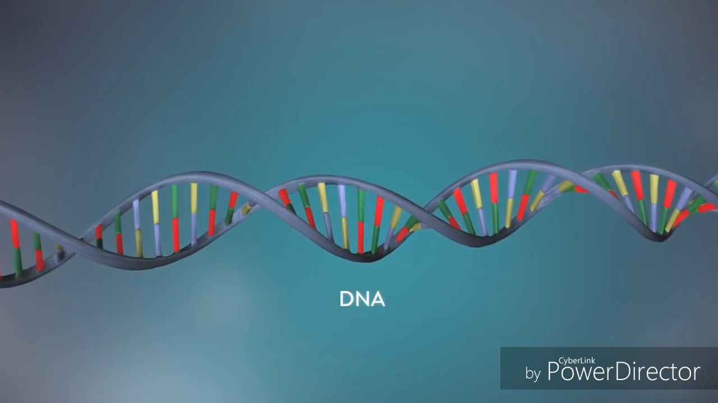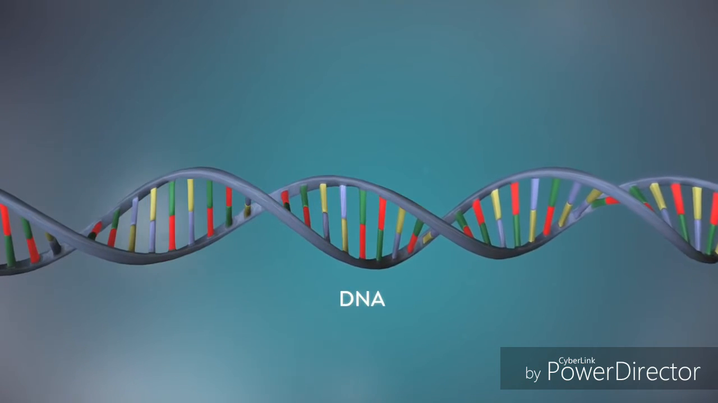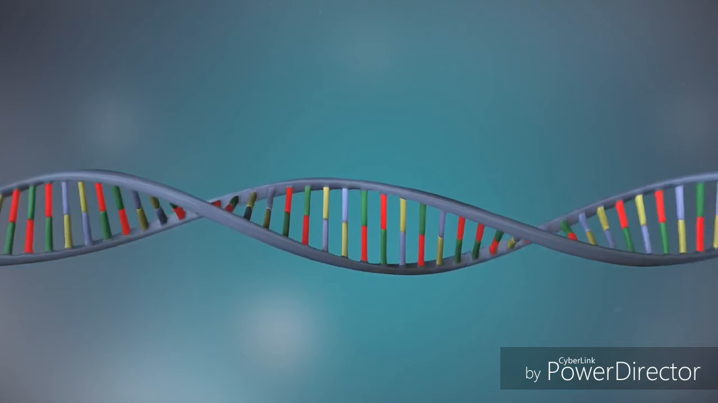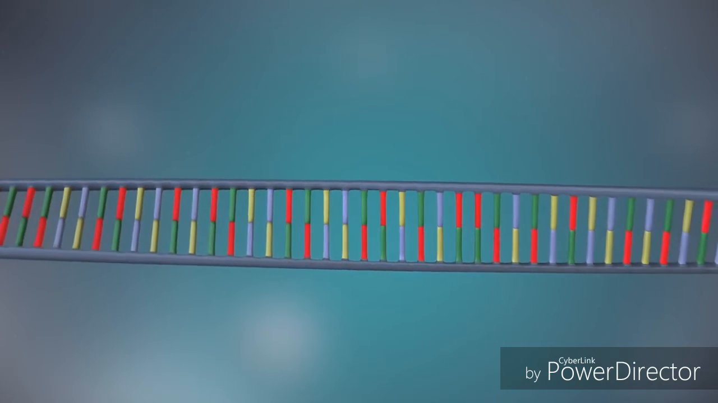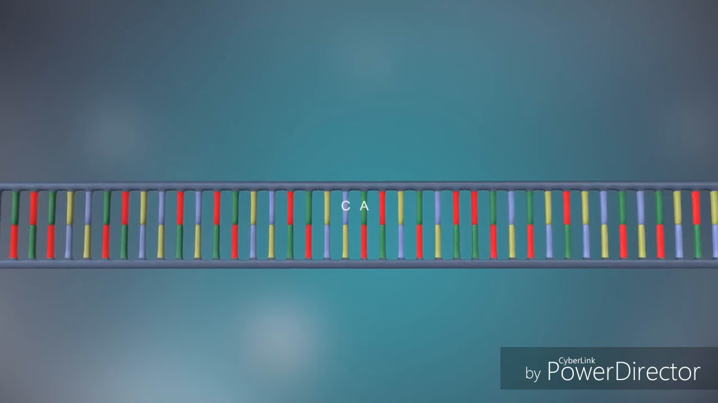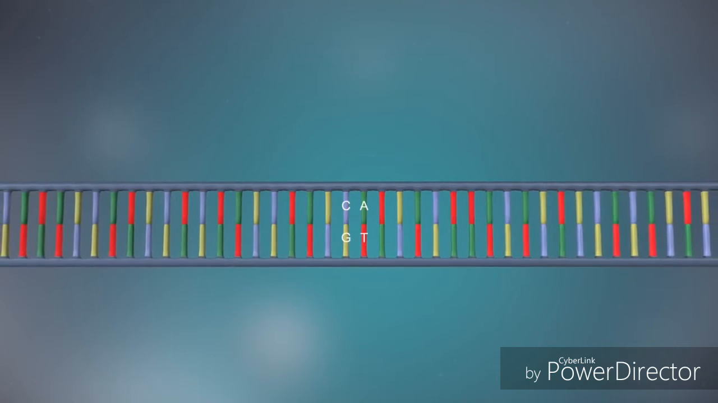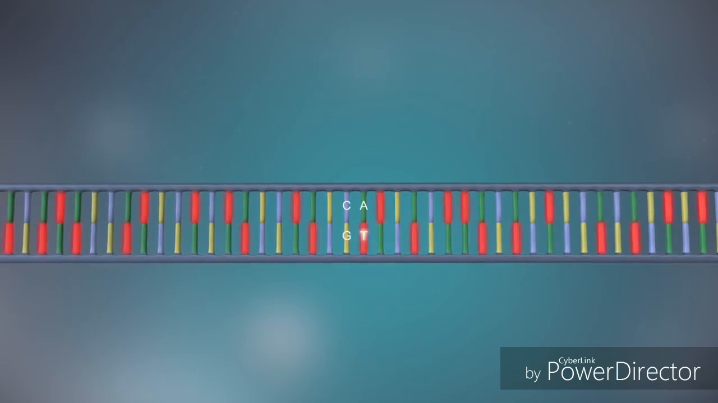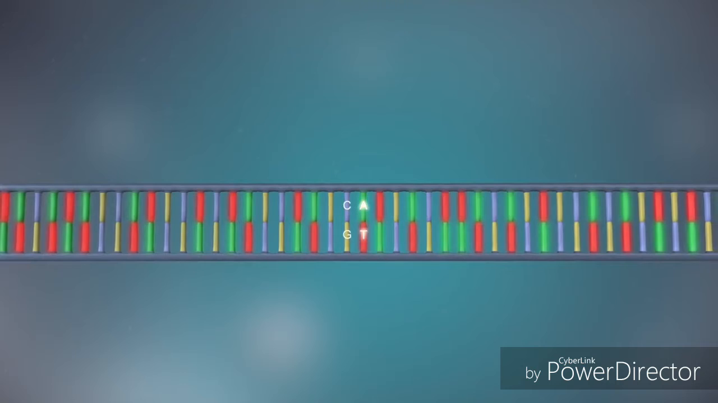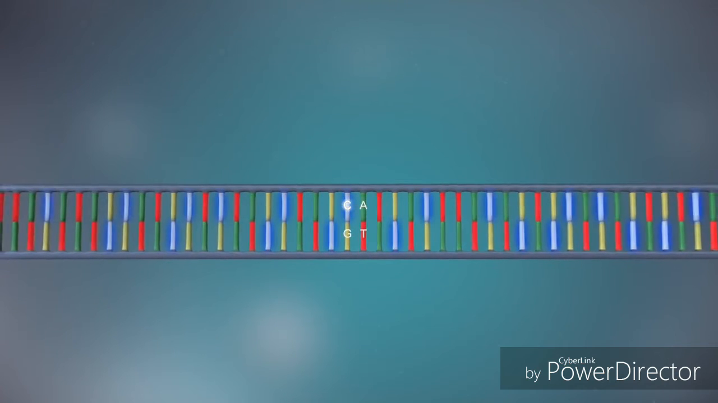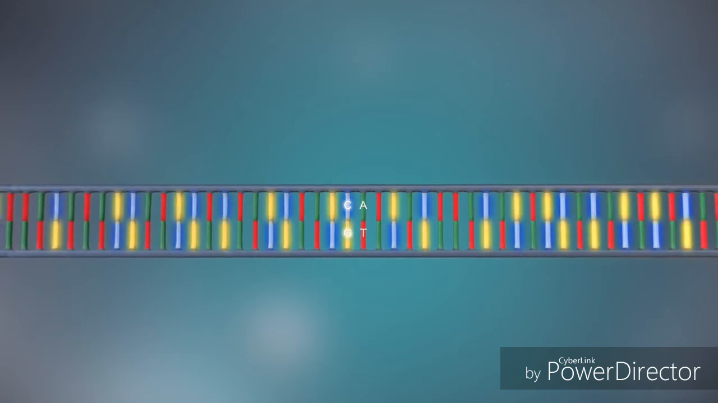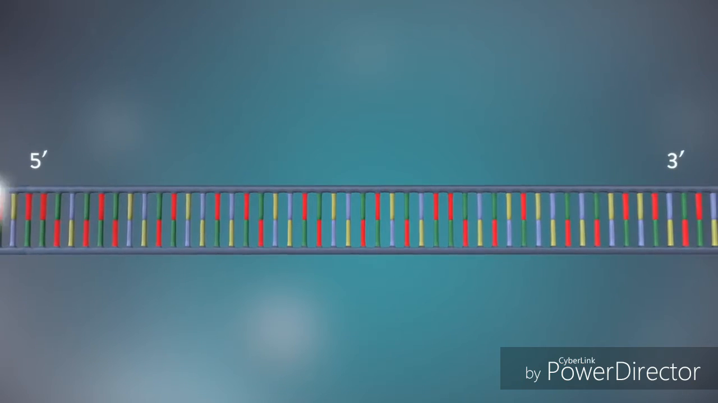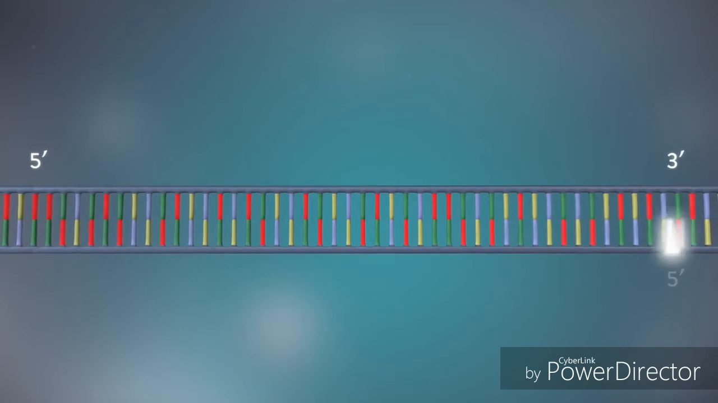DNA is a molecule made up of 2 strands, twisted around each other in a double helix shape. Each strand is made up of a sequence of 4 chemical bases, represented by the letters A, C, G, and T. The 2 strands are complementary. This means that wherever there's a T in one strand, there will be an A in the opposite strand, and wherever there's a C, there will be a G in the other strand. Each strand has a 5' end and a 3' end. The 2 strands run in opposite directions.